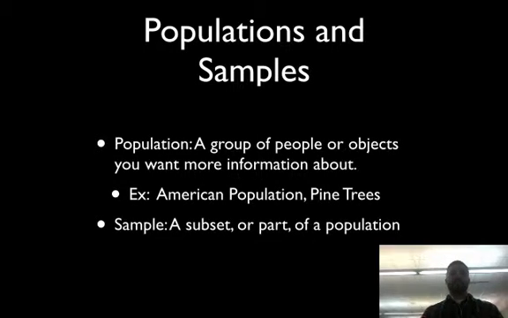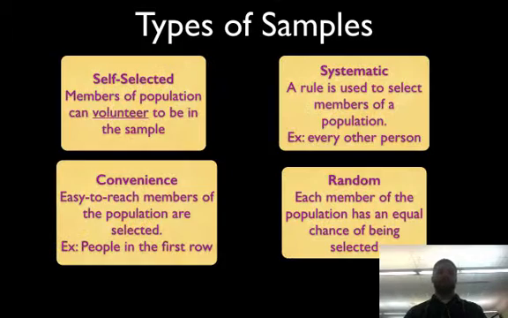Or we might take a sample of all pine trees and we want to know something about pine trees in general. Well, we couldn't look at every single pine tree ever, or we couldn't ask a question to every person in the American population. We have to take a subset or part of those populations. That is called a sample. There's lots of different ways that we can pick a sample, a subset of a population. Let's look at those different ways.